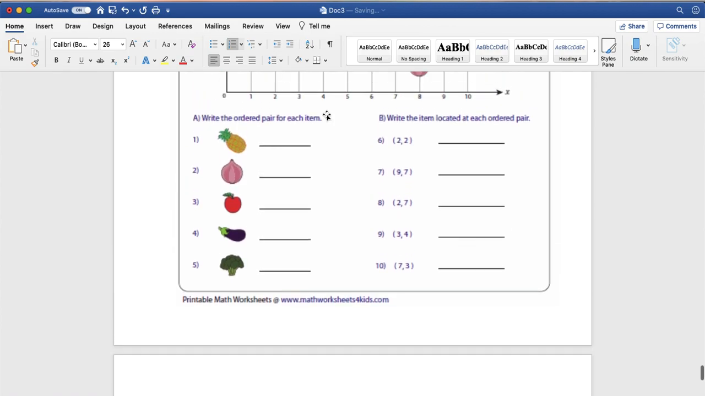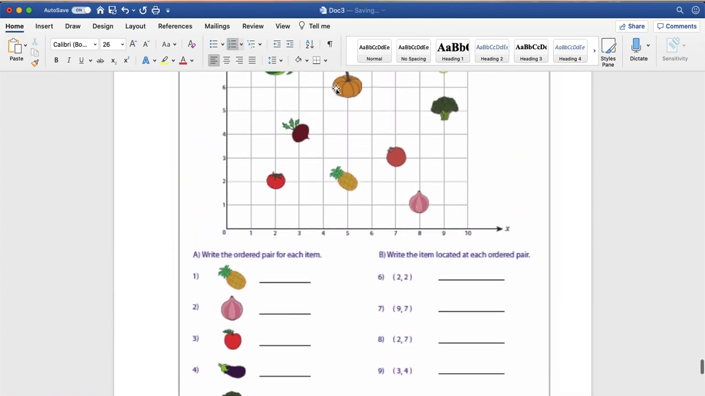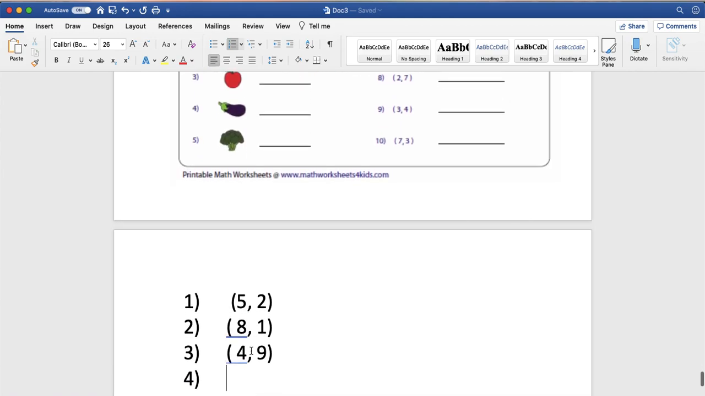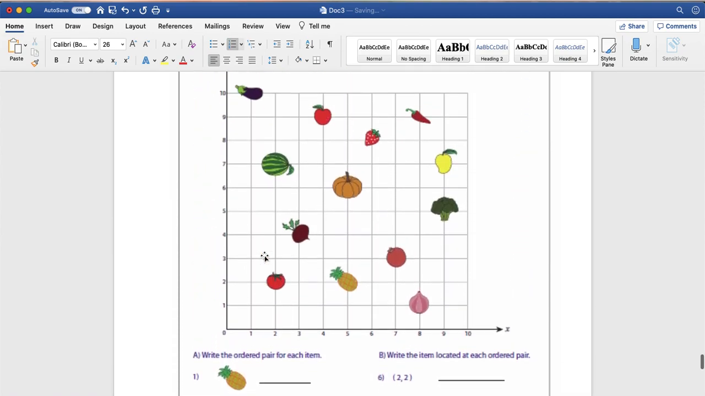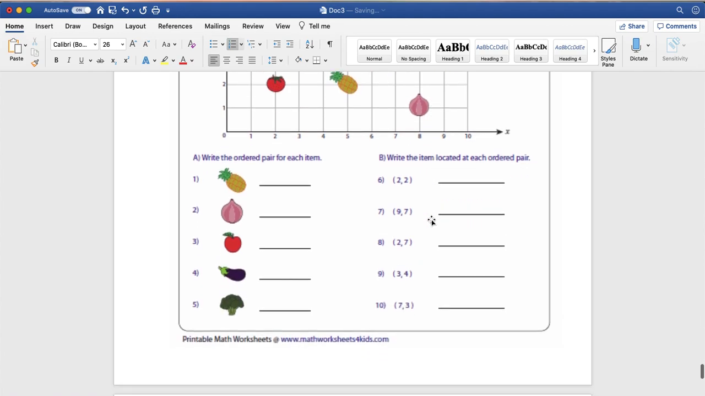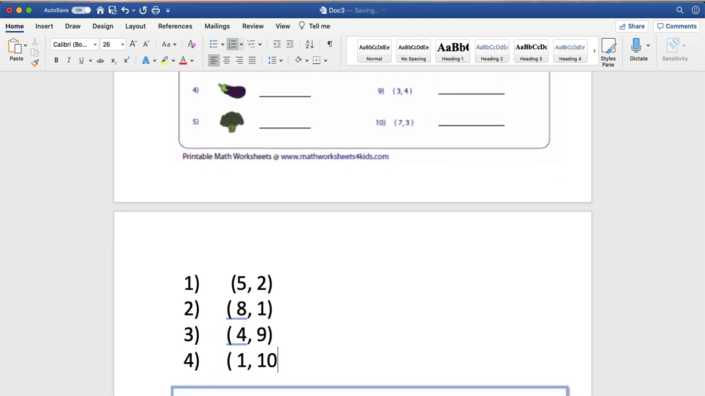Let's go to my next one. I'm going to my eggplant. Remember, I start off at my home base. How far do I need to run first? 1. I only have to run 1 spot, but I have to jump pretty high. So parentheses, 1, followed by a comma, and then I jump up 1, 2, 3, 4, 5, 6, 7, 8, 9, 10 to get to my eggplant. So I'm going to write 10, close my parentheses.